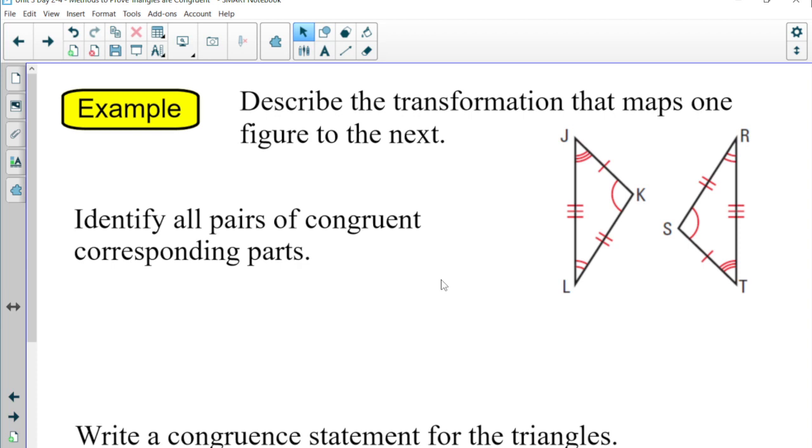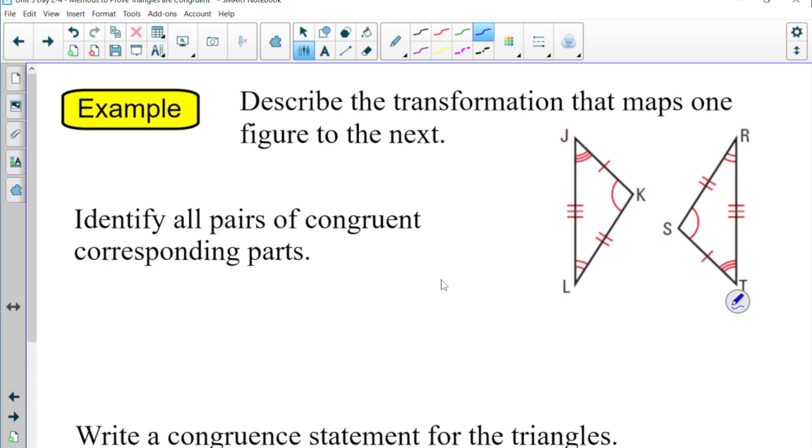First off, describe the transformation that maps one triangle to the next. So if I look at these two triangles, remember with our transformations that we looked at in the last chapter, we had translation, which was shifting. We had reflection, which was flipping, and rotation, which was turning. So for one of the triangles to get to the other triangle, the type of transformation happening this time is what? Translation, rotation, or reflection.